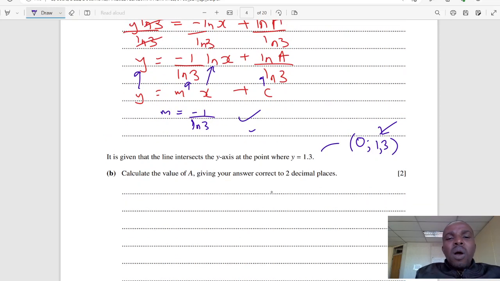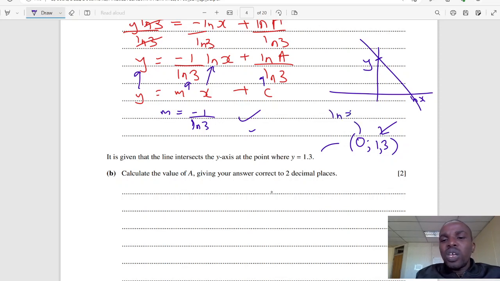Right, so our graph is y against ln x. If it's intersecting the y-axis, then the value of ln x is equal to 0. This is the value of ln x, and this will be the value for y. So we can substitute in our equation, because I want to find the value of a, giving the answer correct to 2 decimal places.